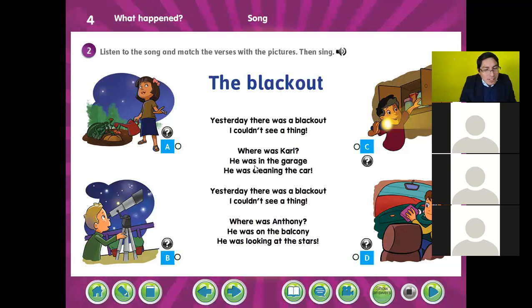I couldn't see a thing. Where was Carl? He was in the garage. He was cleaning the car. Yesterday there was a blackout. Very good. One more time, okay? Yesterday there was a blackout. I couldn't see a thing. Where was Carl? He was in the garage. He was cleaning the car. Yesterday there was a blackout. Good. I couldn't see a thing. Good. Let's listen one more time to the song and you please say blackout. Okay, blackout.